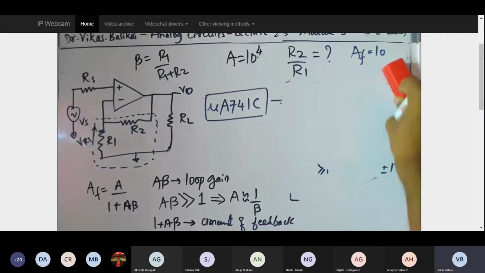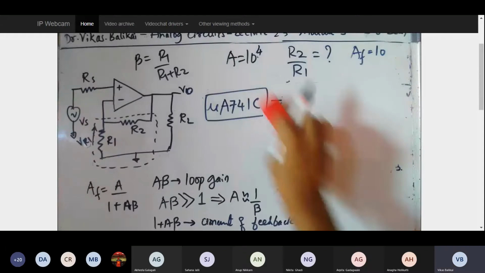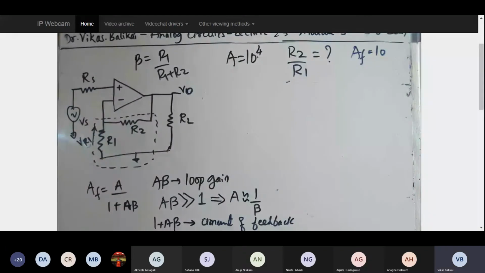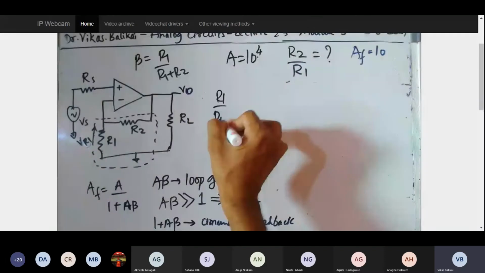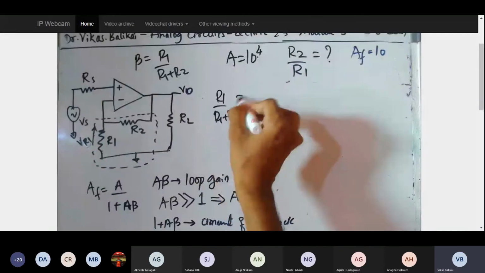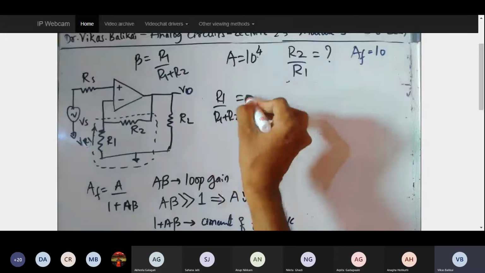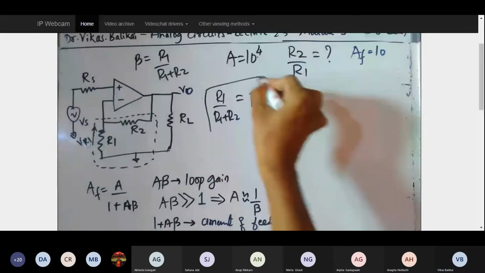Now let's try to figure this out. How should I proceed? I want R2 by R1. I have already obtained R1 divided by R1 plus R2 is equal to beta. So this expression I have already obtained. Now he is asking what is the exact value of R2 by R1.